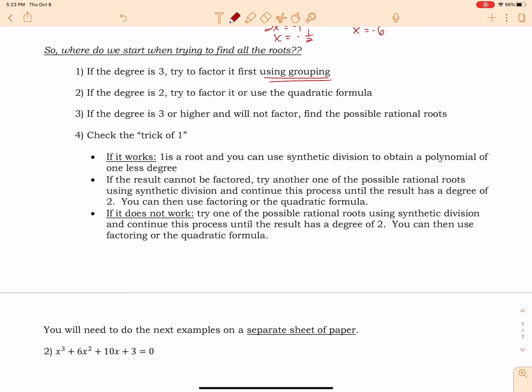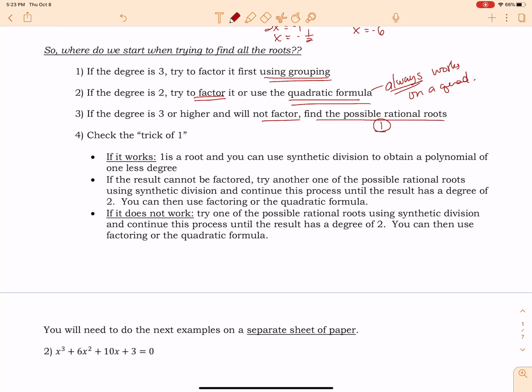If the degree is 2, we can try to factor it, or we can use the quadratic formula. Remember that the quadratic formula always works on a quadratic. Even if factoring will also work, the quadratic formula will still work. If the degree is 3 or higher, we can't factor, so we have to find all the possible rational roots. So that is the very first thing we're always going to do when we're solving these.